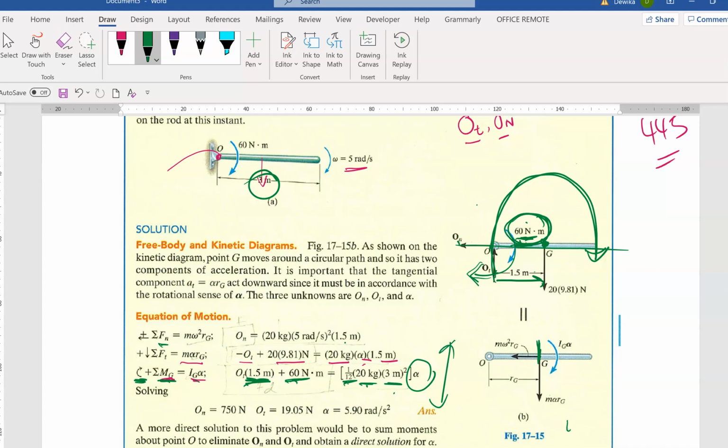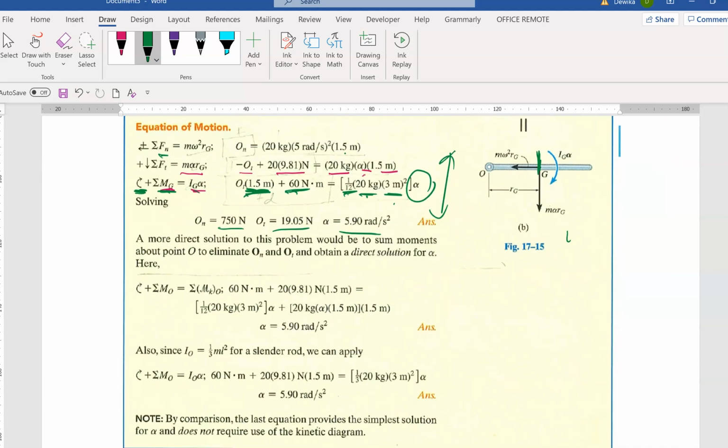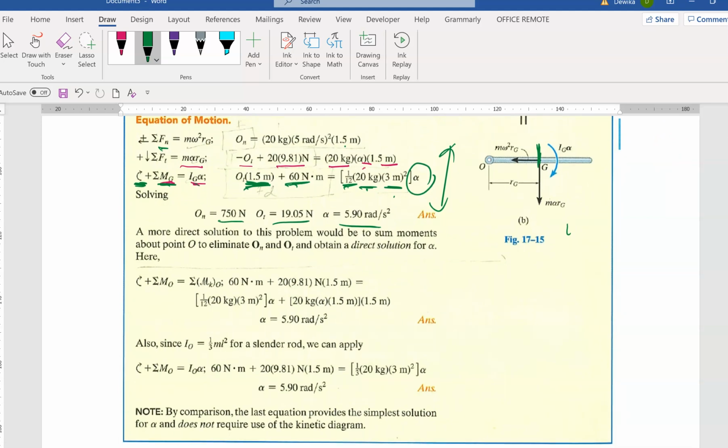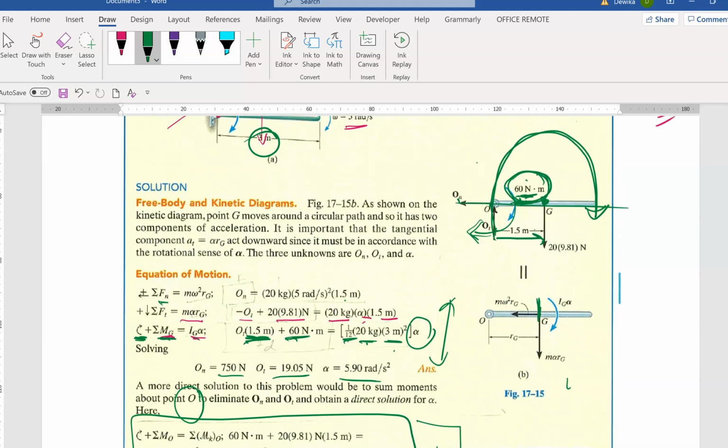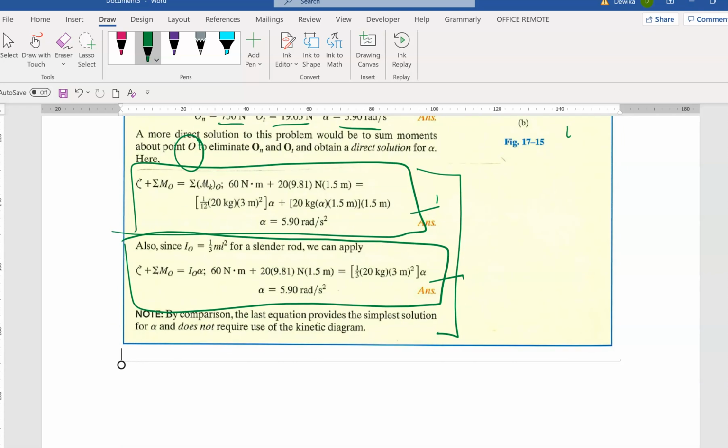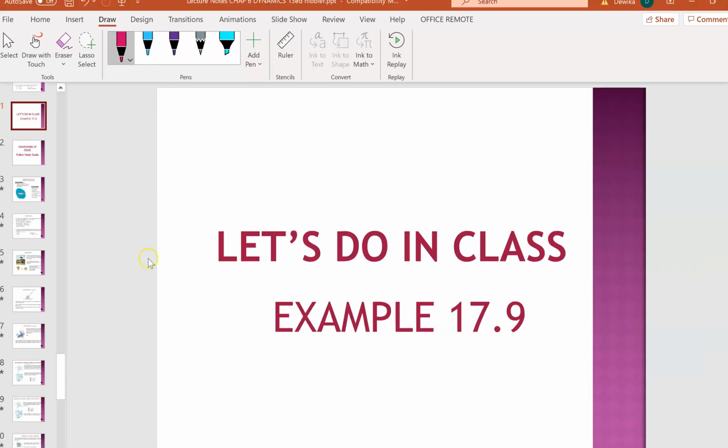So with this you can actually solve simultaneously. You get all these answers. Okay, so we are done with the first part. This is an alternative method where they are taking the moment at point O instead of G. There are actually two workings here. You can just try it out by yourself, but I prefer you don't combine this method and this method. I want you to break it down one by one and solve it. Okay, now let's move on to the lecture.